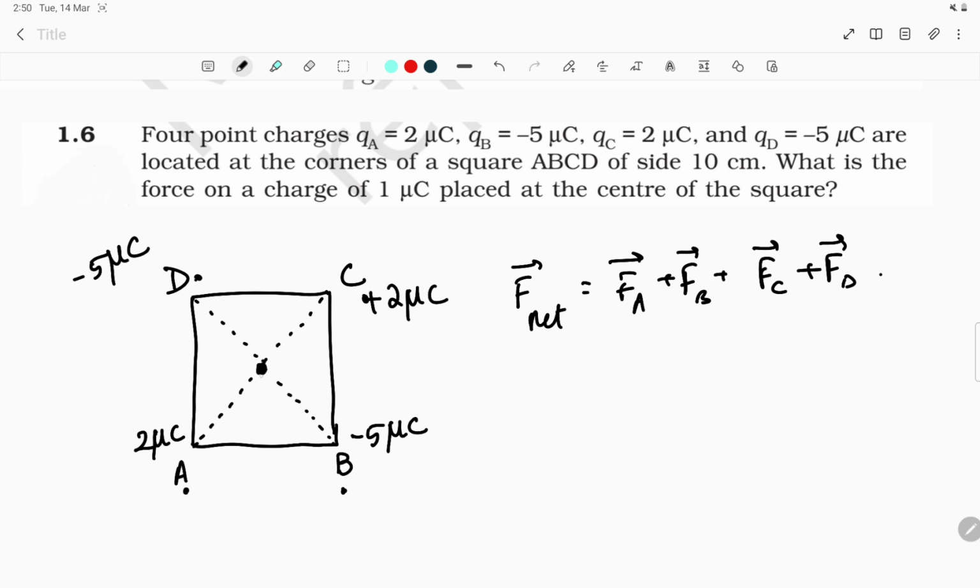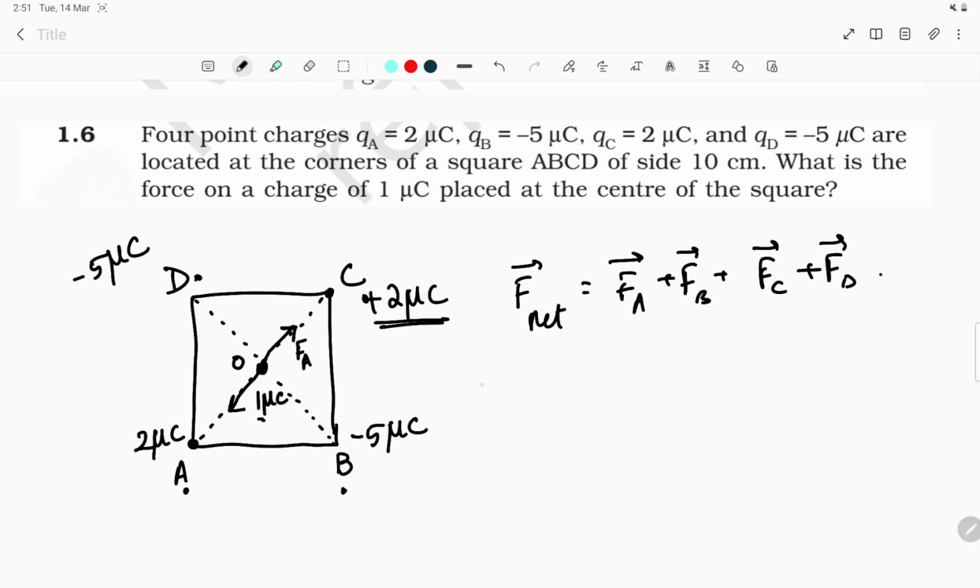The force between the 2 microcoulomb A charge and the 1 microcoulomb charge is going to be a repulsive force because they both are like charges, isn't it? So the force on this charge will be acting in this direction. So here we have FA. What about the force due to C? C is also plus 2 microcoulomb and this is plus 1 microcoulomb. So magnitude wise they are going to be the same. It is a repulsive force between C and the center O, therefore it will be acting in this direction along OA.